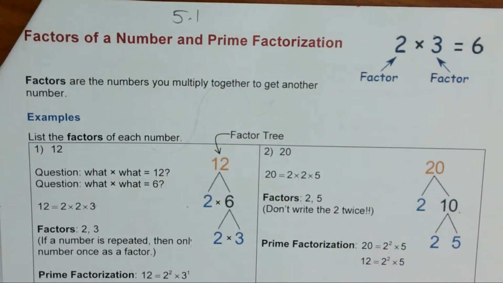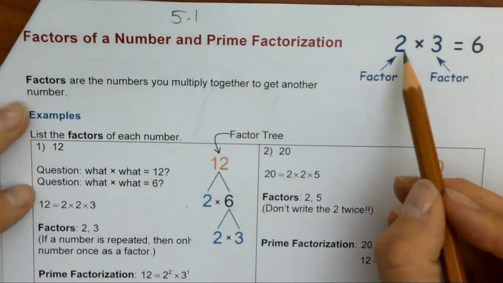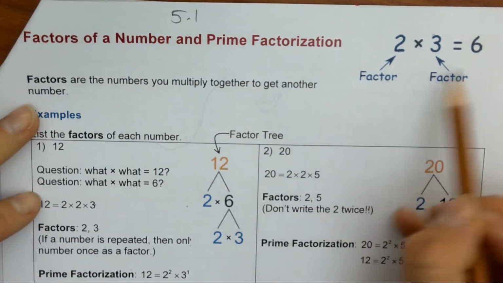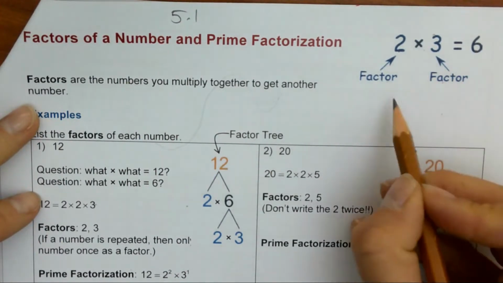Okay, so now we're still doing 5.1. Now we're doing factors of a number and prime factorization. So if I have 2 times 3, these are the factors of 6. So you can do it like this.